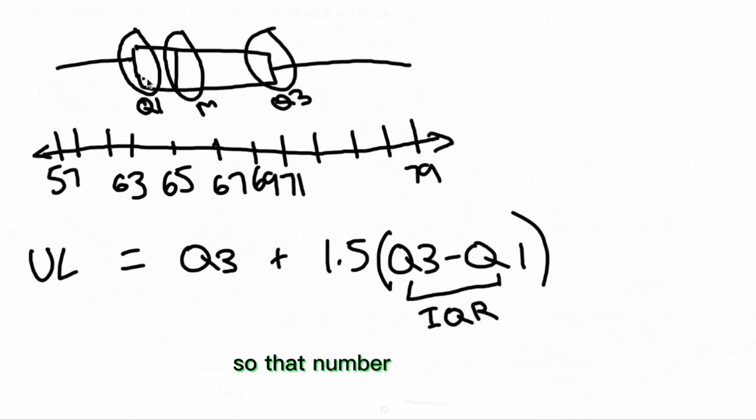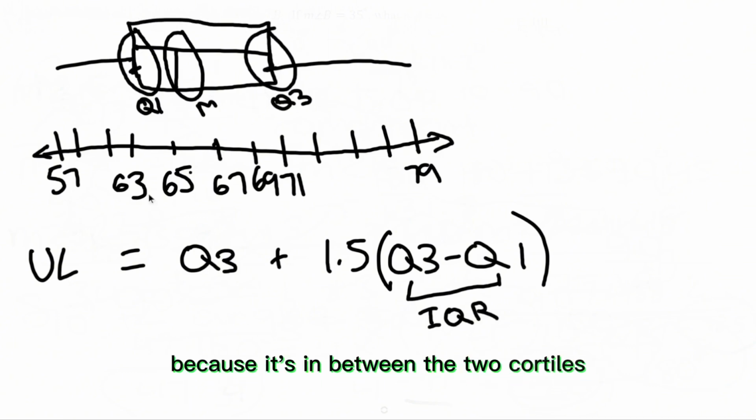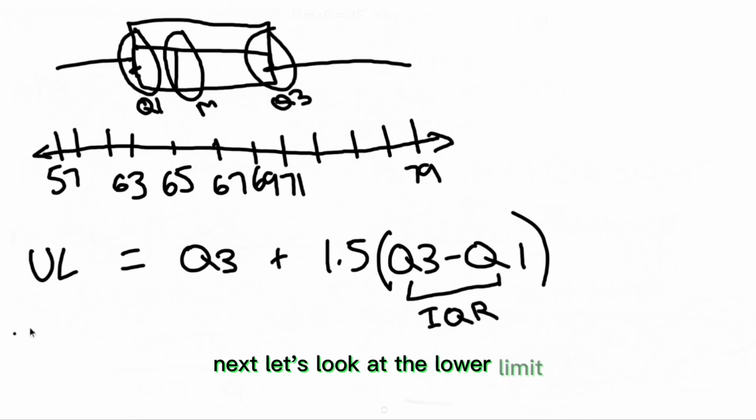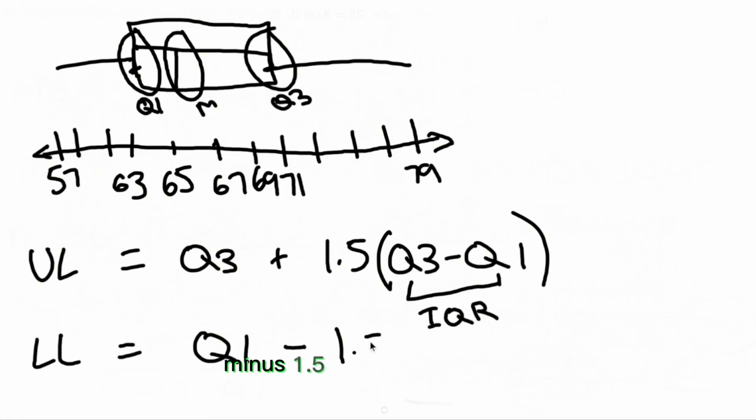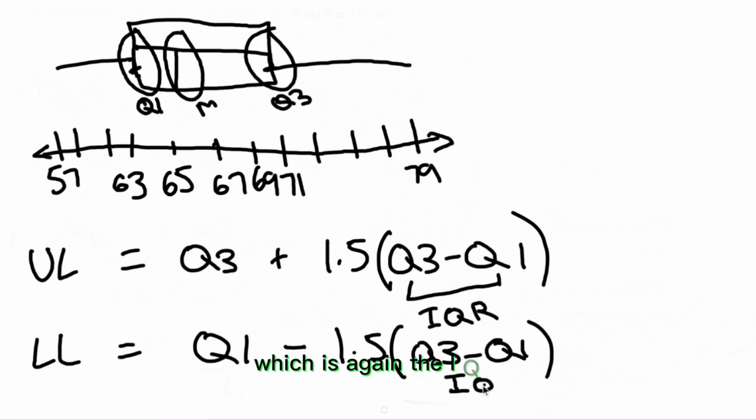Alright, so that number is right here. So between this line and this line. So our interquartile range is from here to here because it's in between the two quartiles. Next, let's look at the lower limit. So LL for lower limit, and that's just Q1, or the lower quartile, minus 1.5 times Q3 minus Q1, which is again the IQR, or interquartile range. Alright, now that we know all of this, let's solve our problems.